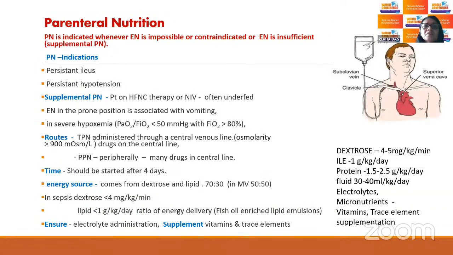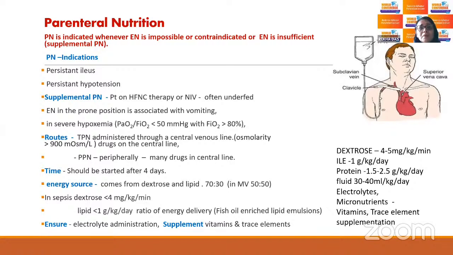Parenteral nutrition is indicated where enteral nutrition is impossible or contraindicated, or it is insufficient. The absolute indications are persistent ileus and persistent hypotension. Supplemental parenteral nutrition is given when patients on HFNC or NIV are underfed, in prone positions, sometimes with vomiting, or in severe hypoxemia. If you are giving through a central line, that is total parenteral nutrition, your osmolality is usually more than 900. But if it is low, then you have to give it in the peripheral line.